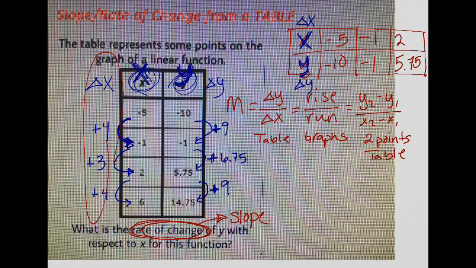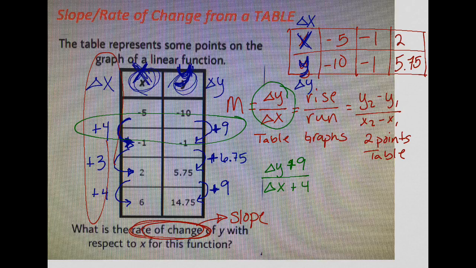So now that I have all my changes, I'm actually going to fill in the change in y over change in x fraction. So for the first set, 9 and 4, that would be change in y of positive or plus 9 over the change in x of a positive 4.